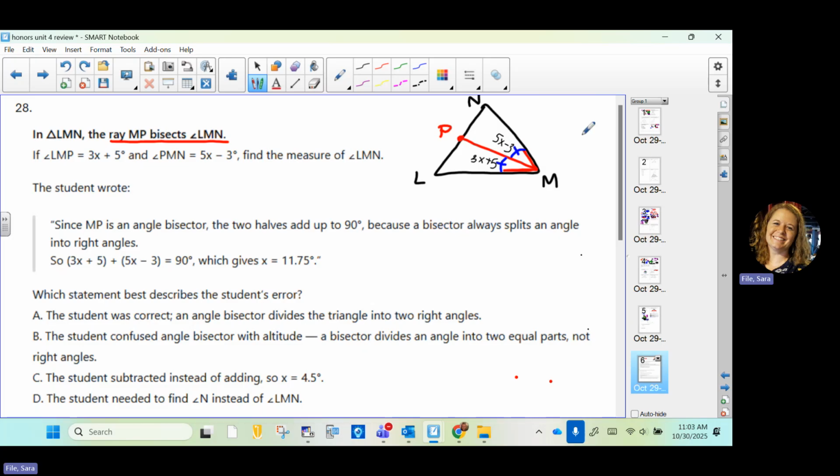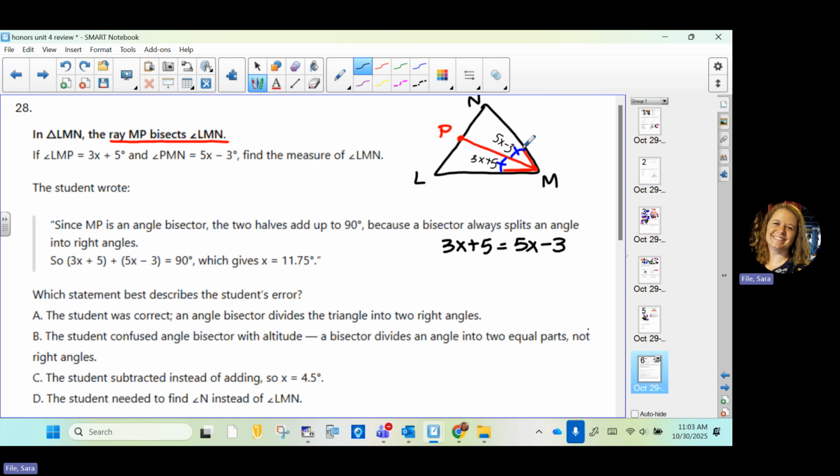What do we know about those two angles that we just labeled? They're congruent, okay? They are the two congruent angles that were created when the big angle was bisected. So congruent means what? Congruent means the same, equal. So I'm going to write an equation setting them equal. So it should be 3x plus 5 equals 5x minus 3, or vice versa. It doesn't matter which one you put on the left and right. So let's see what the kid said. The student said, since MP is an angle bisector, the two halves add up to 90 degrees. Is that true?